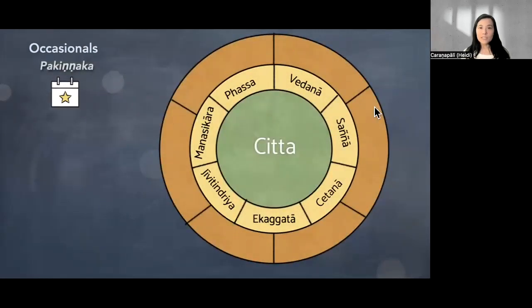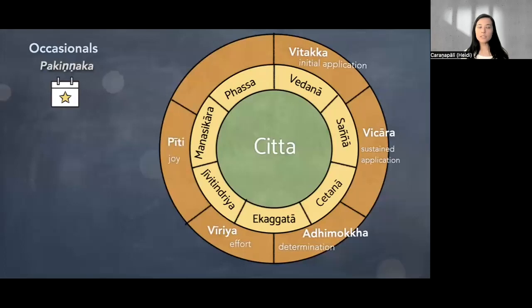Okay, so let's see what they are. Now, imagine this is a chitta. So these 1, 2, 3, 4, 5, 6, 7 universals, the yellow part, is always there. It arises with all kinds of chitta. Now we are going to look at the occasional ones. The first one is Vitakka, initial application. Then we have Vicara, sustained application. Adhimokkha, determination. Then we have Viriya, effort. And Piti, joy or pleasurable interest. Then we have the last one, Chanda, wish to do.